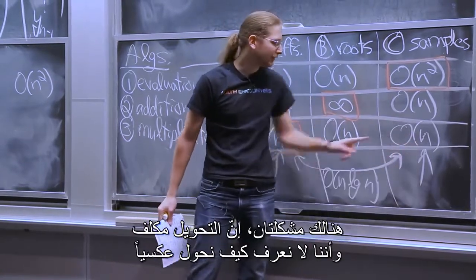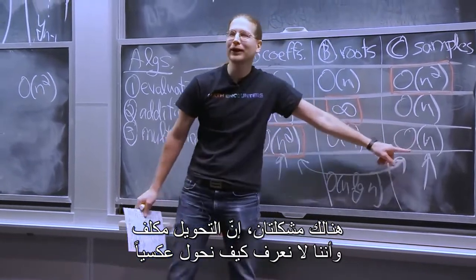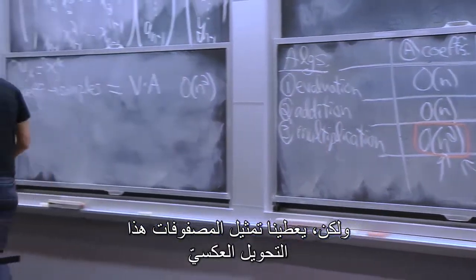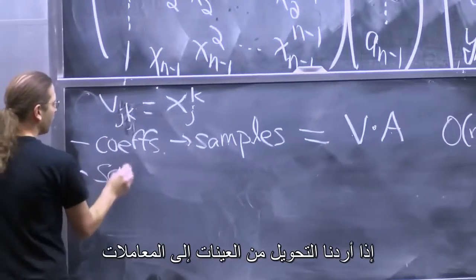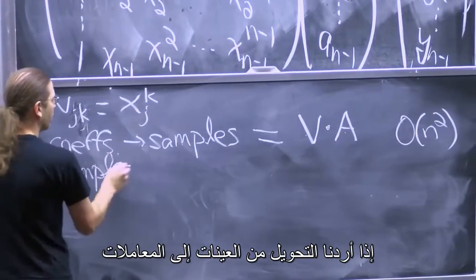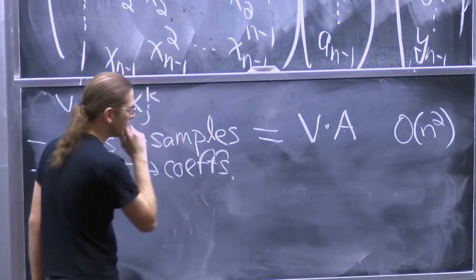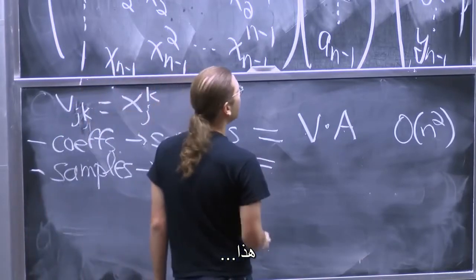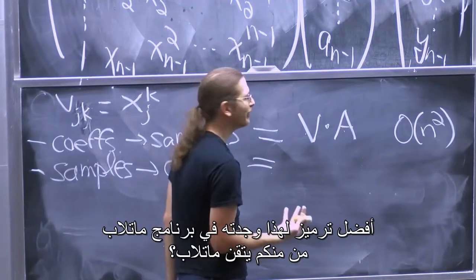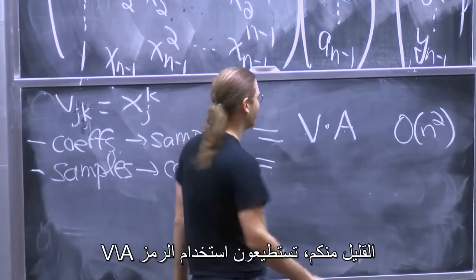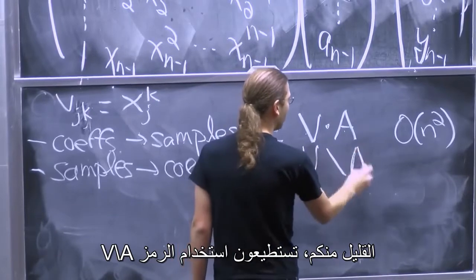There are two problems. One is that conversion costs too much. The other is we don't yet know how to convert backwards. But this matrix view gives us also the reverse transformation. If we want to convert samples to coefficients, the best notation I know is from MATLAB. How many people know MATLAB? A bunch. So for you, it's V backslash A.